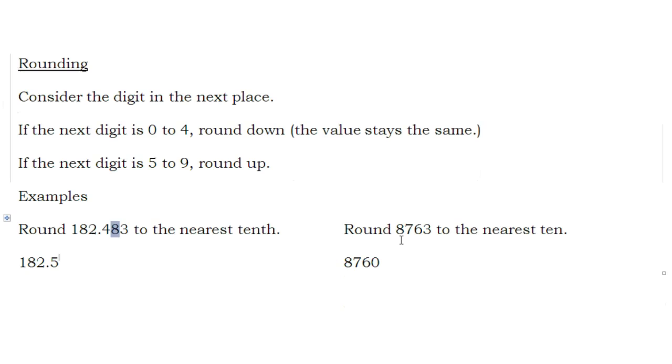If I wanted to round 8,763 to the nearest tens, my 6 is in the tens place, so the next digit is 3. That's between 0 and 4, so I'd want to round down. That means the 6 stays where it is. I don't want to round up to the 7.